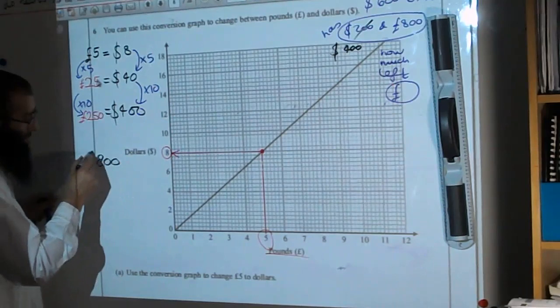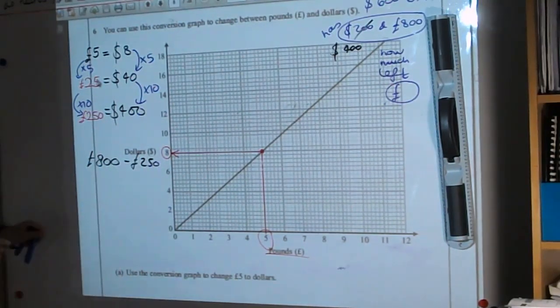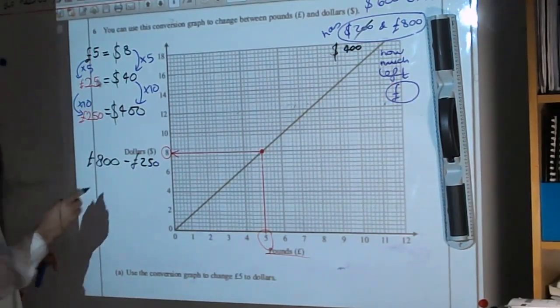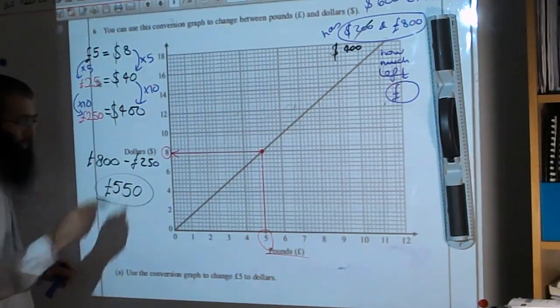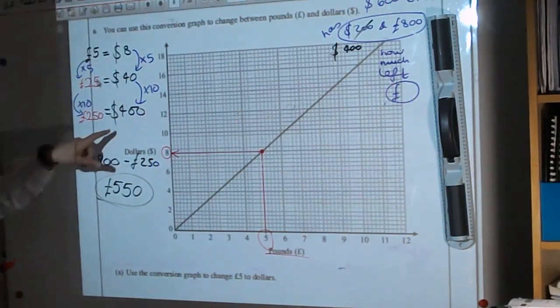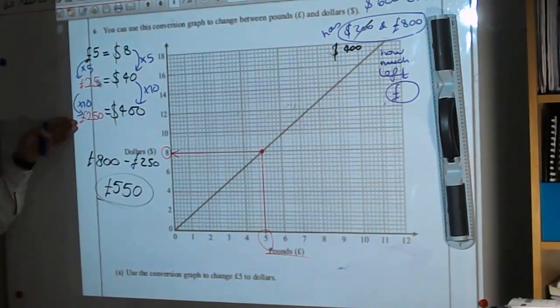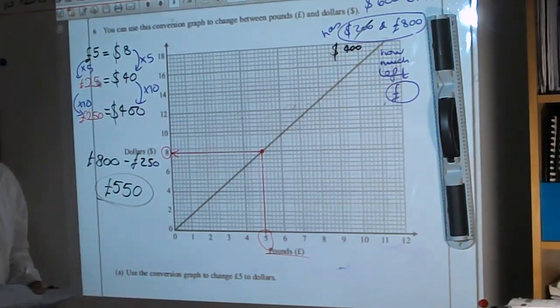800 pounds minus the 250 gives us her remaining money to pay for the bill. 800 pounds minus 250 gives us an answer of... don't all shout at once. Okay, 550. The question says, how much money does she have left in pounds? And the answer is 550. So we use the conversion graph, the original identity, to work out how much $400 is, and then we take that away from the pounds that she had. And that gives us the answer. As far as I can see, that question is worth 5 marks.